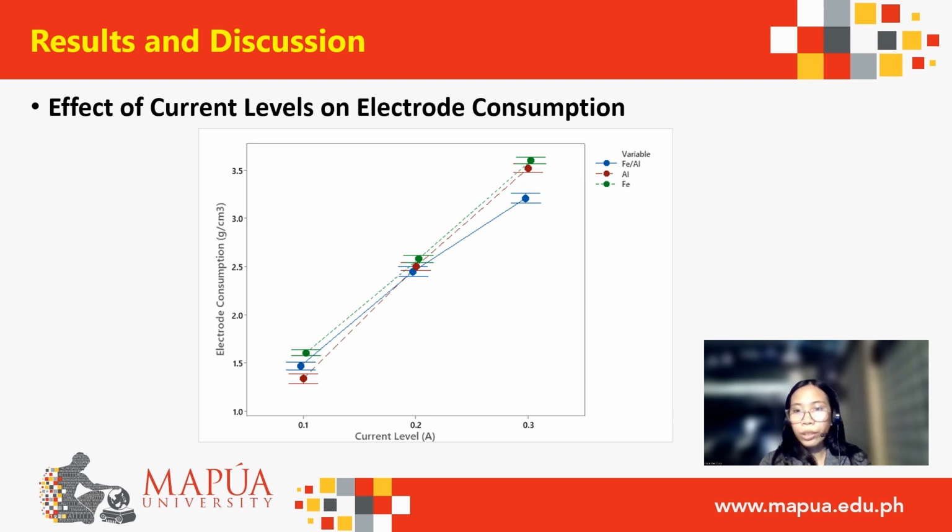So if you have a current of 0.1 amperes, the electrode consumption is very minimal, just 1 gram within the range of that. It would not exceed 2. So that's the same for the 0.2 amperes and for the 0.3 amperes.